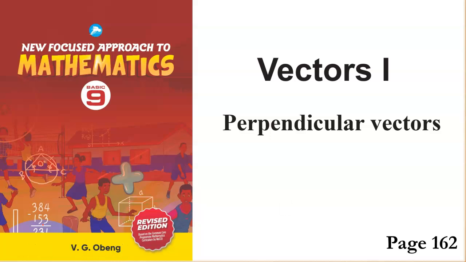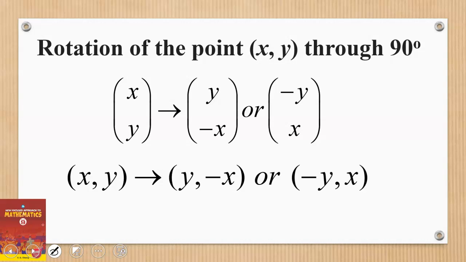Now, before we consider perpendicular vectors, let's understand the concept of rotation of a point (x, y) through 90 degrees. Let's assume the point is (x, y), or look at it in vector form. When we rotate 90 degrees, either clockwise or anti-clockwise, it will give you this point or that point. What it means is that if you rotate (x, y) through 90 degrees, you get it either this way or that way, whether clockwise or anti-clockwise.